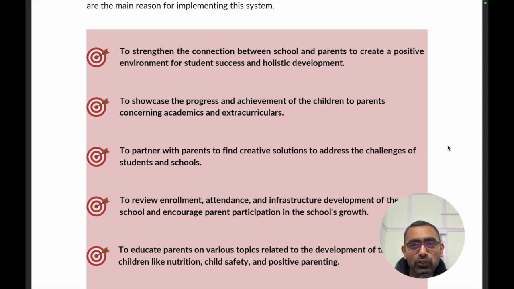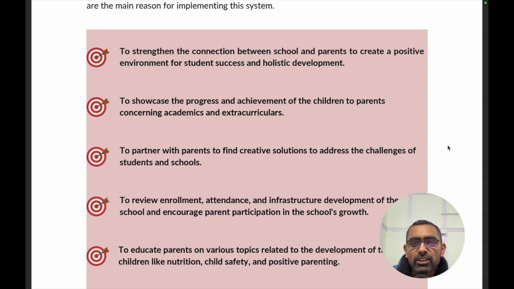So the two sets of teachers must collaborate to review enrollment, attendance, all these basics pertaining to the school. Parents obviously play a big role, and they should be made aware of it, and their opinions, feedback and comments should be taken before the SMC or the MC makes a decision for the school. And also to educate the parents on various topics related to the development of their children.